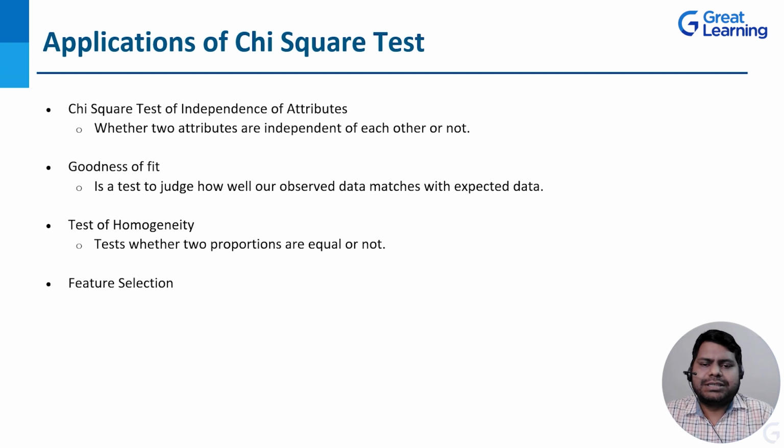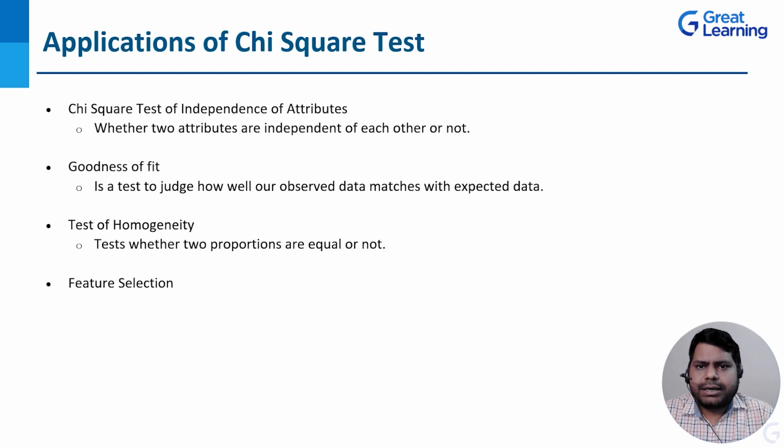Chi-square test has basically 4 types of applications. First, chi-square test of independence of attributes. Second, goodness of fit. Third, test of homogeneity. And fourth is feature selection. Goodness of fit: in goodness of fit, we try and understand how a certain proportion fits our sample.